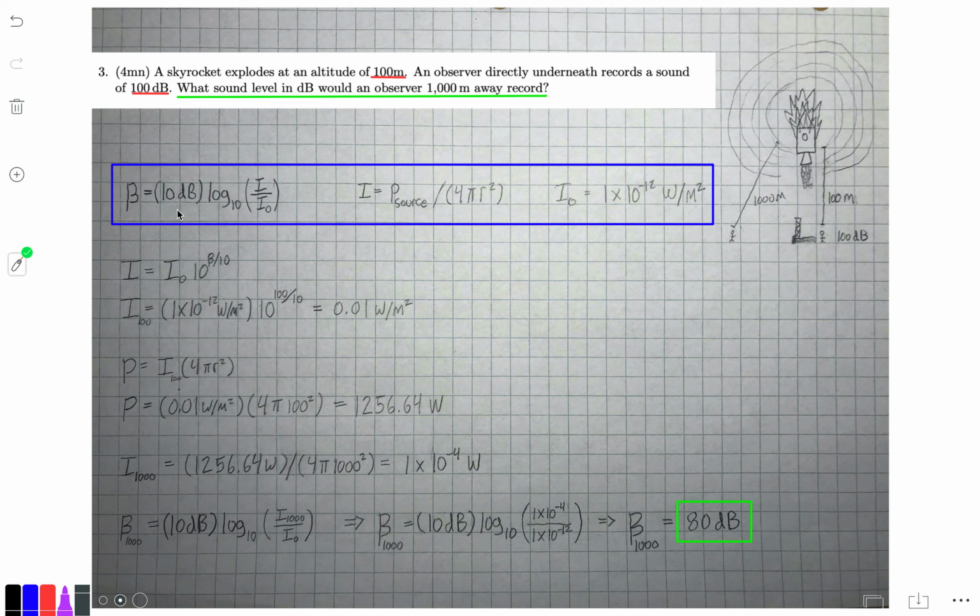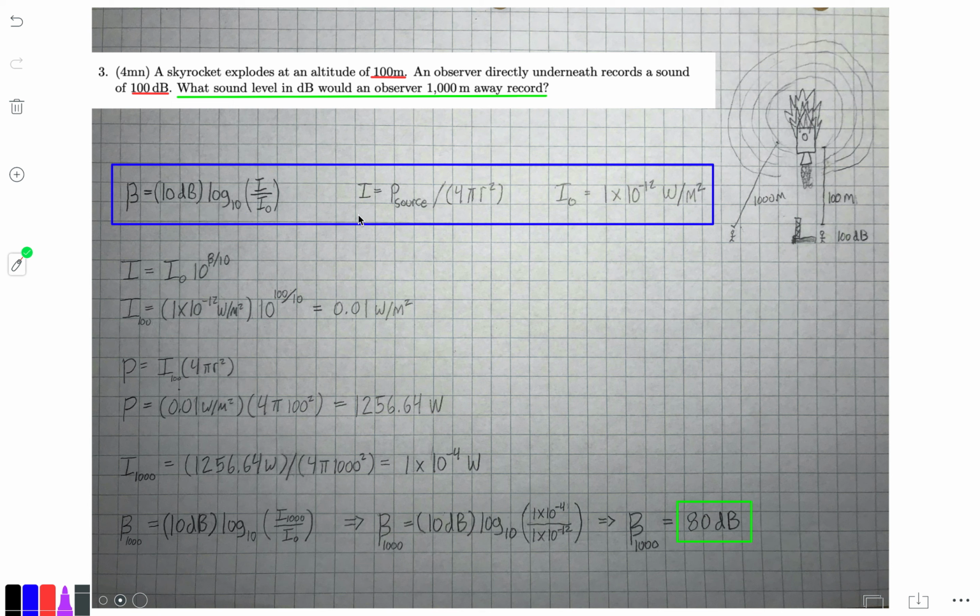So some of the things that are going to be helpful for this problem is this equation right here. What this does is relate sound in decibels to the intensity of the sound. And if we remember from lecture, the sound increases at a logarithmic rate. So that's the reason for this log here in the equation.